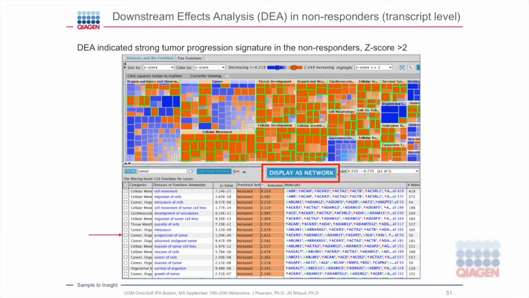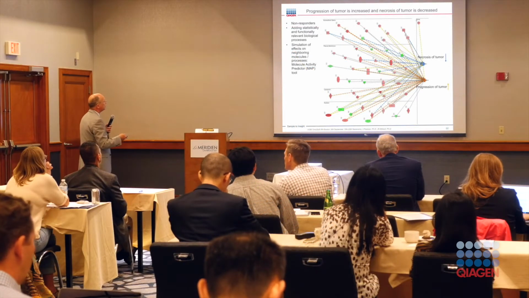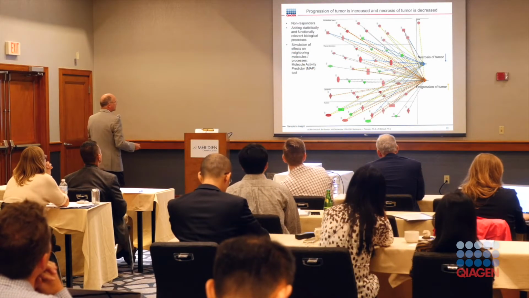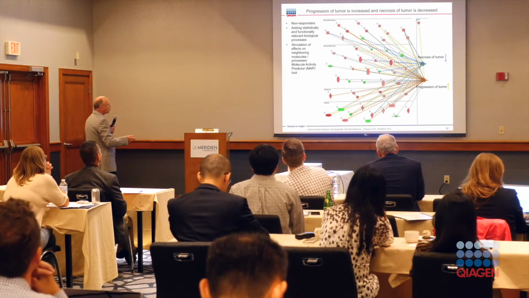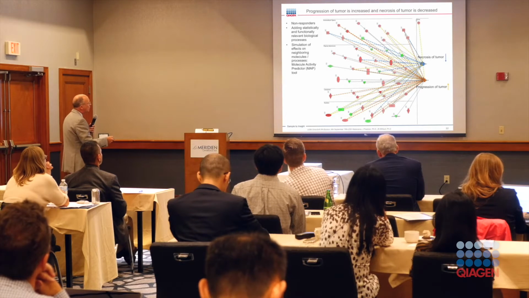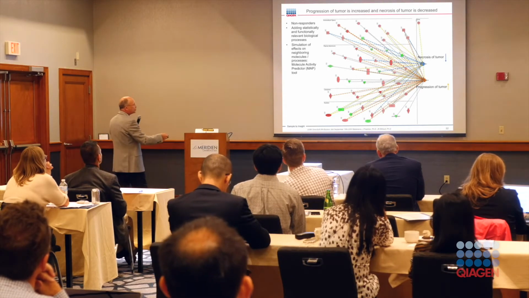Now you can add other functions if you want, statistical functions. And I selected one, and the function that I saw based on a p-value is necrosis of tumor. And that one, the necrosis of tumor, if you use that tool, the molecular activity predictor, you realize it's predicted to be decreased.